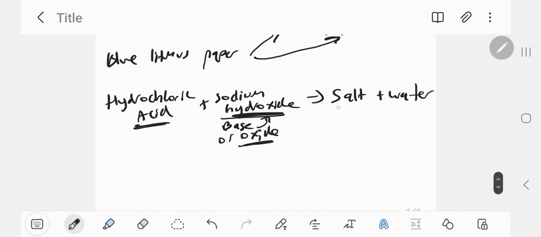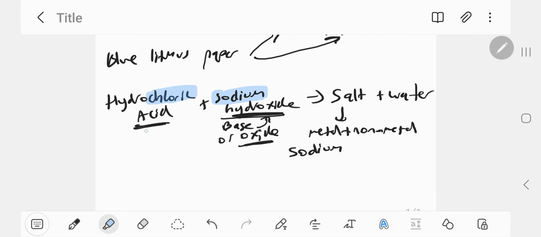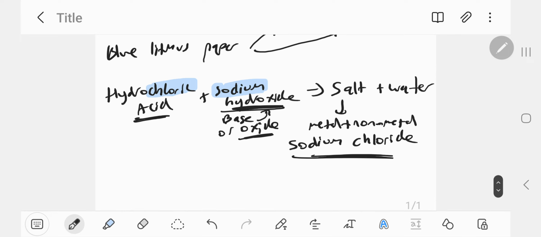This should be revision, hopefully. A salt is made of a metal and a non-metal. By definition, it's an ionic compound. Ionic compounds are made of metals and non-metals. The metal in the reactants here is sodium, so you write sodium first, that's the rule. You always write the metal first. The non-metal comes from the acid ending, which is chloride. You replace the chloric with chloride. And that's how you name the products. So you name the salt sodium chloride, and you write water.